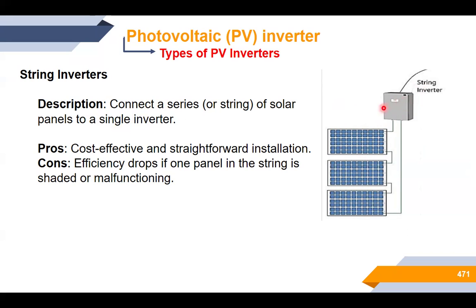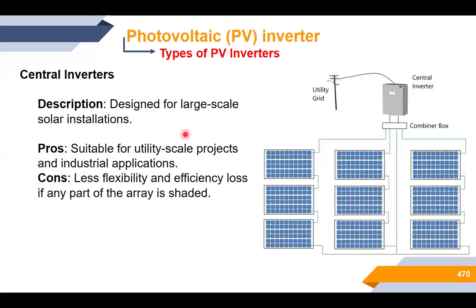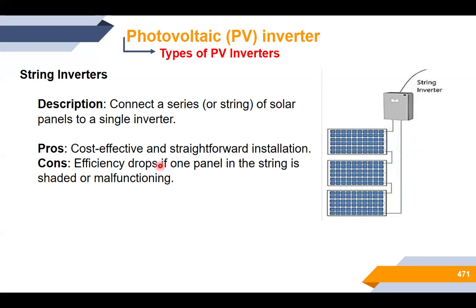This is a single inverter, and we have a series of connected modules called a string. About the pros of this situation, it's cost effective, if compared with the central inverter, of course, and straightforward installation. About the cons of this topology, there is an efficiency drop if one panel in the string is shaded or malfunctioning. It's the same if compared with the central inverter.